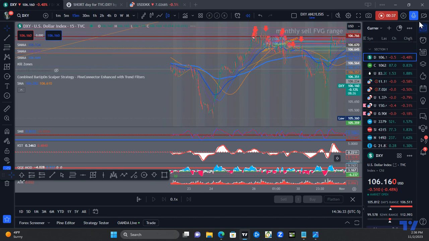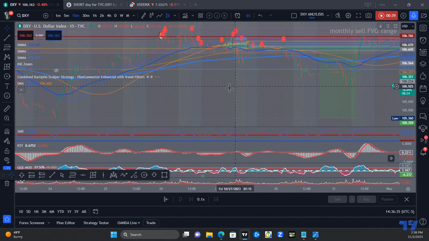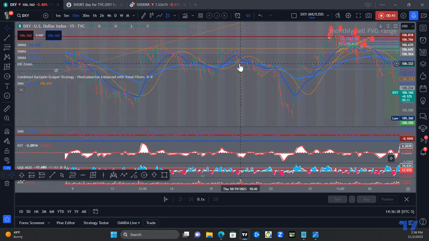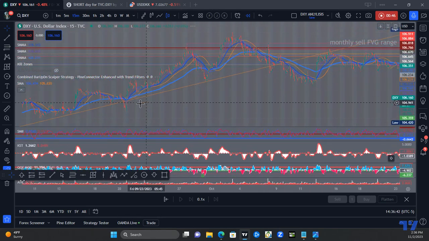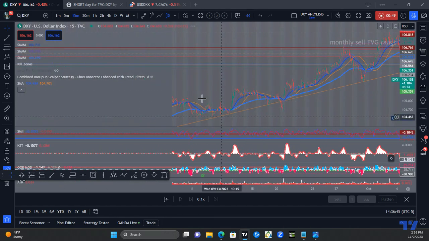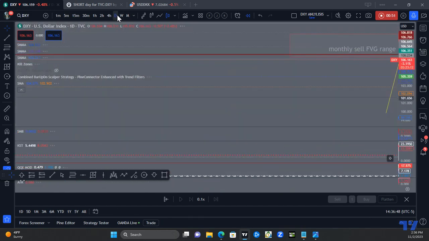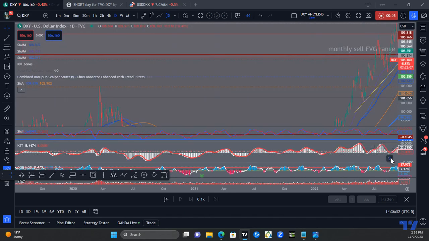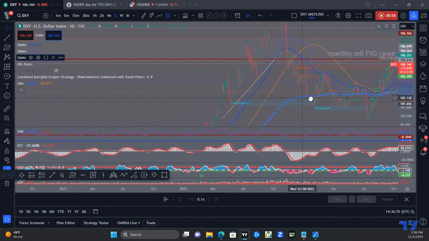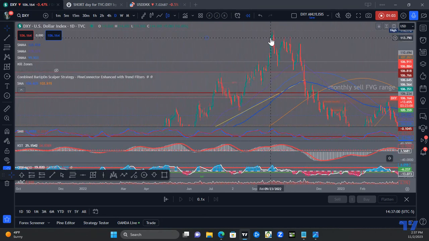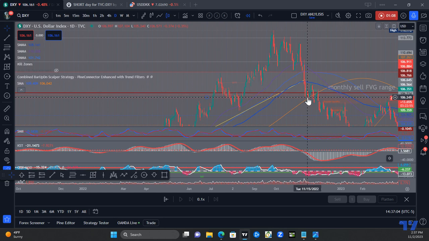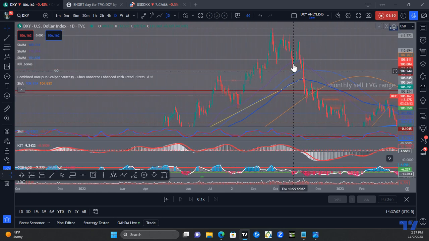We can do a playback from as soon as I started selling the market, which was an original breakout of the big daily trend, which was here. I called this trade out. This is my largest trade of the year. I caught about like 3,000, 4,000 pips from the top all the way down.